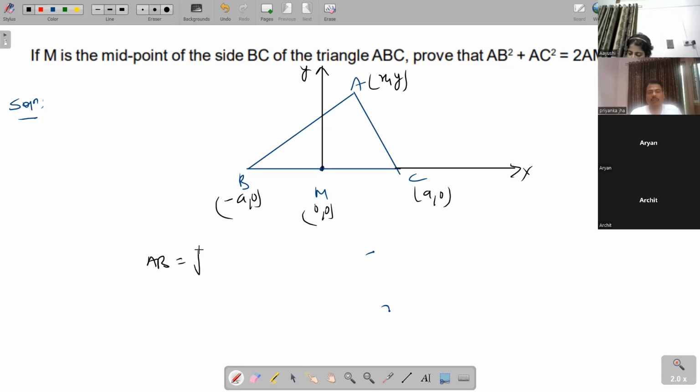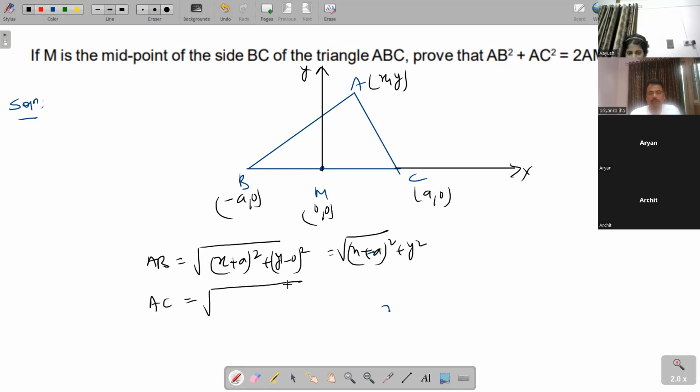AB is under root of, using these two coordinates, x1 minus x2, so minus of minus a, that is plus a, plus y minus 0, y1 minus y2 whole square. So this is going to be x plus a whole square plus y square. Now AC, that is x minus a whole square plus y minus 0 whole square. So this is going to be x minus a whole square plus y square.